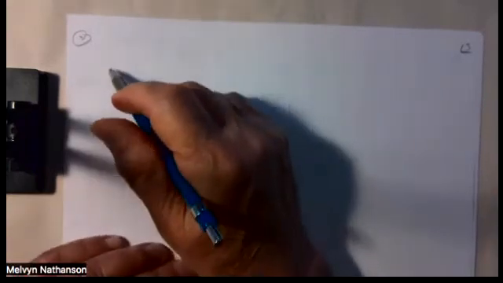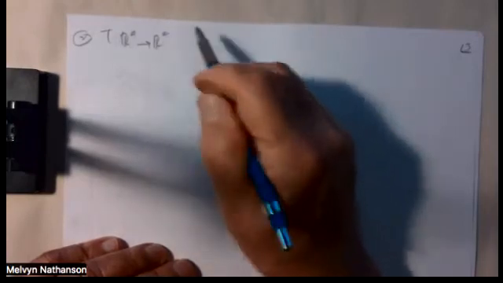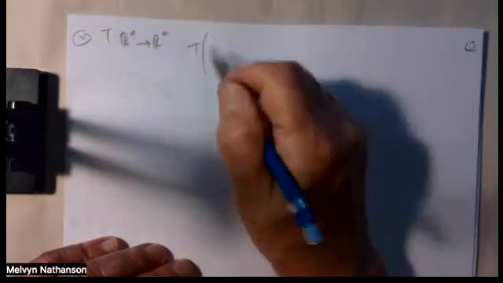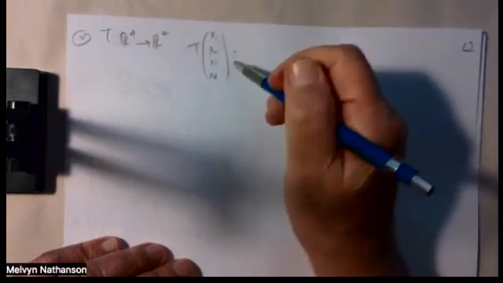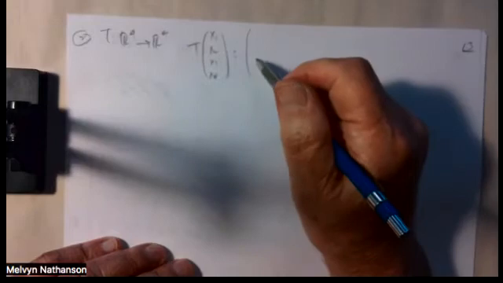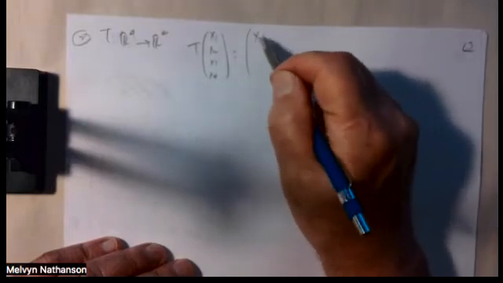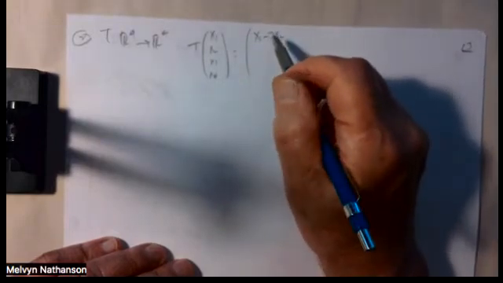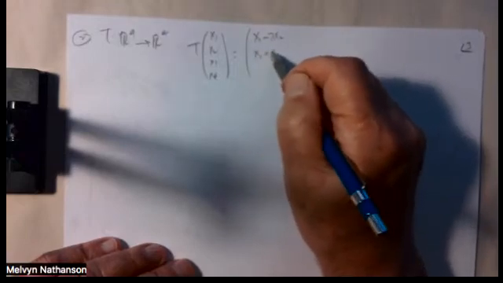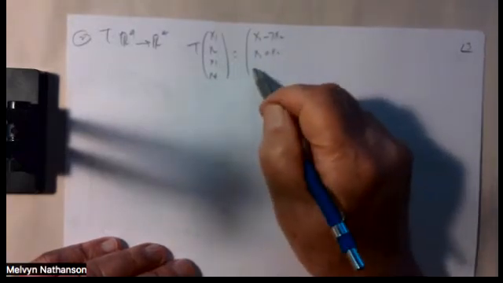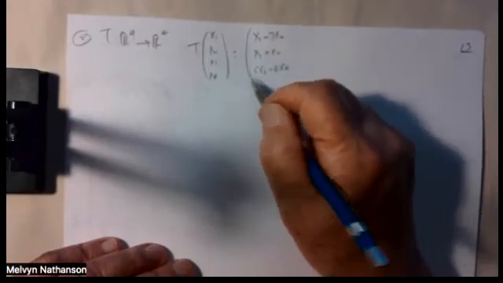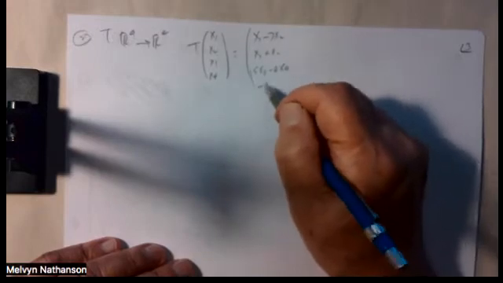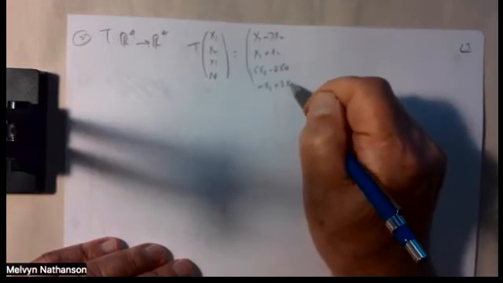Number 2, we have a map from R4 to R4 given by T of the vector x1, x2, x3, x4 equals, so these are its 4 coordinates, x1 minus 7x2, x1 plus x2, 5x3 minus 2x4, minus x3 plus 2x4.